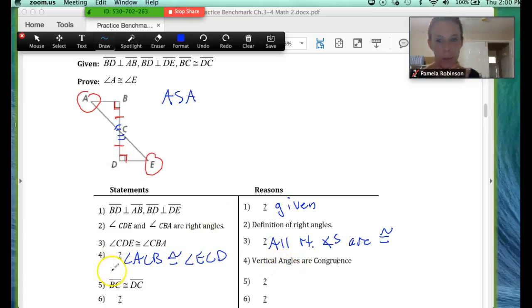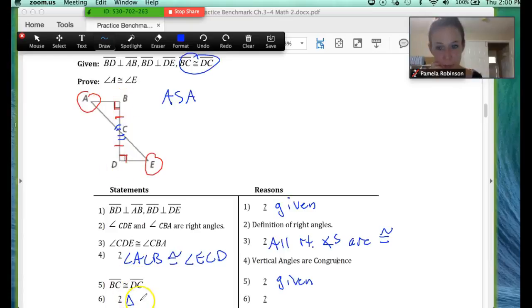All right, then we go BC is congruent to DC. Well, that was given to us. Just remember that was given. Okay, so now look, I've got angle, side, angle. So the last step right here, I'm going to write, well, my triangles are congruent.